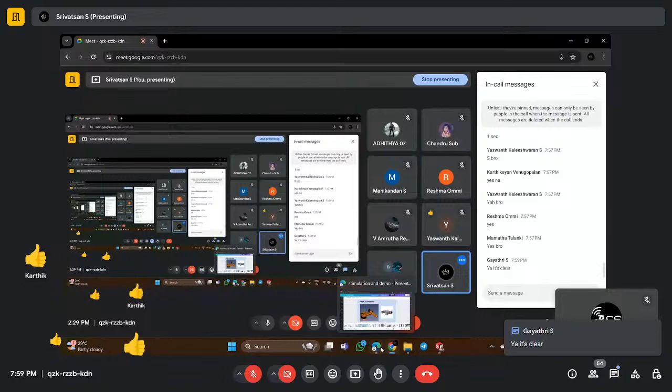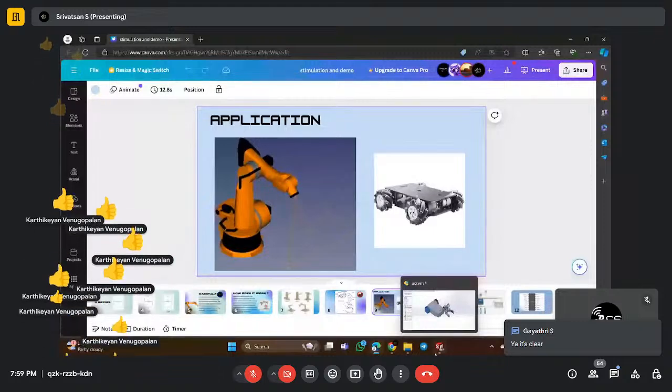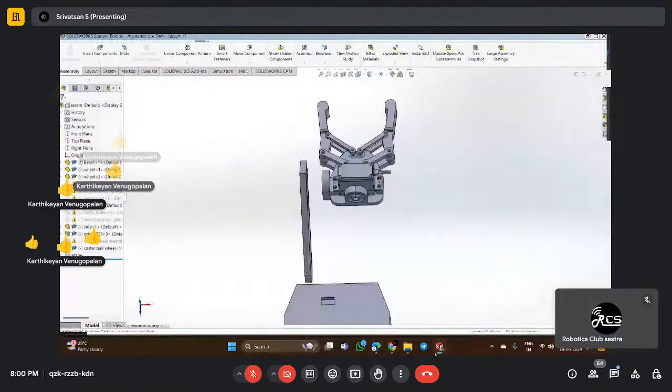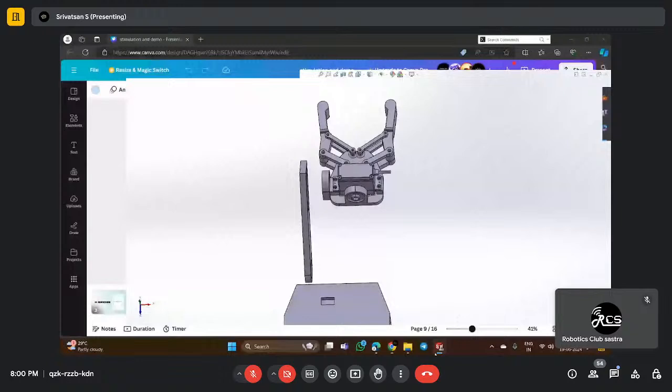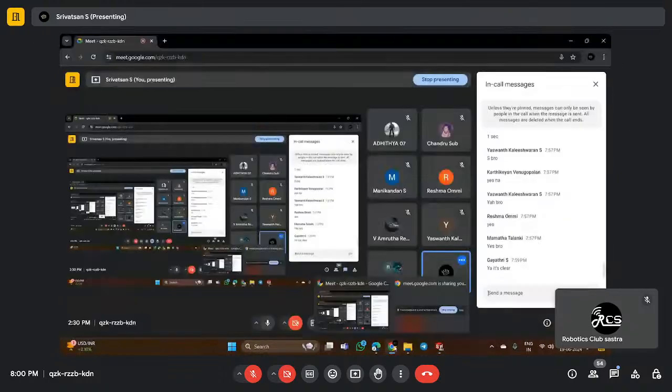Now let us jump into the 3D model of the manipulator. Sorry for the inconvenience. This is the 3D model of the parts of the manipulator.